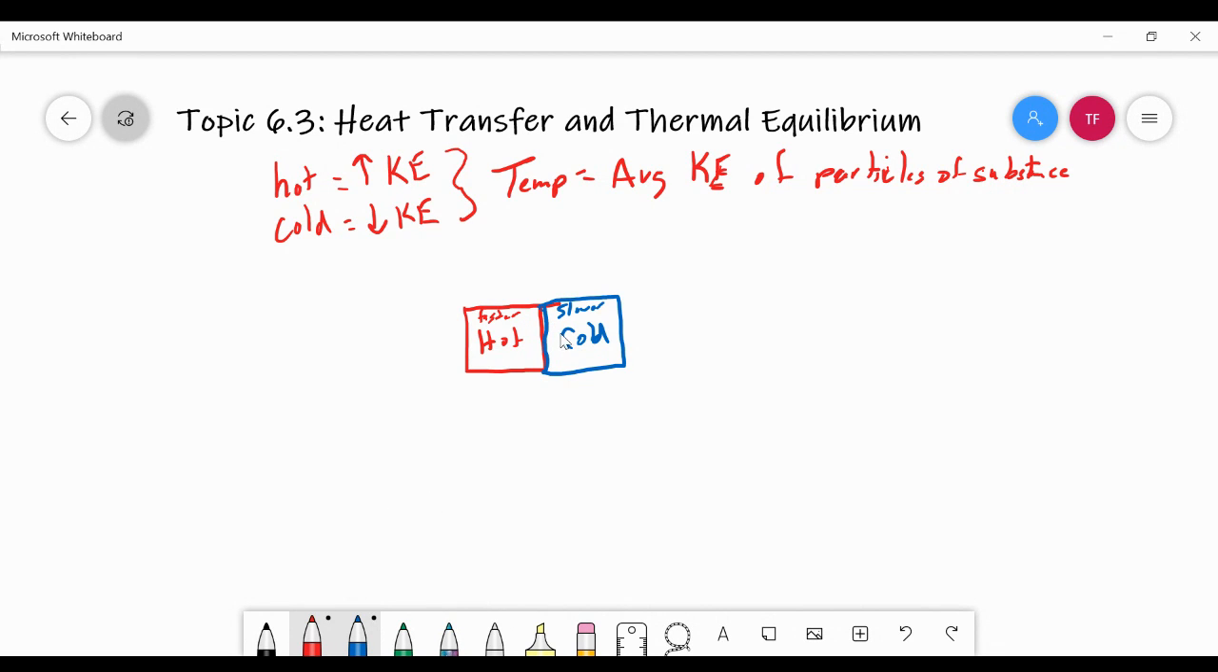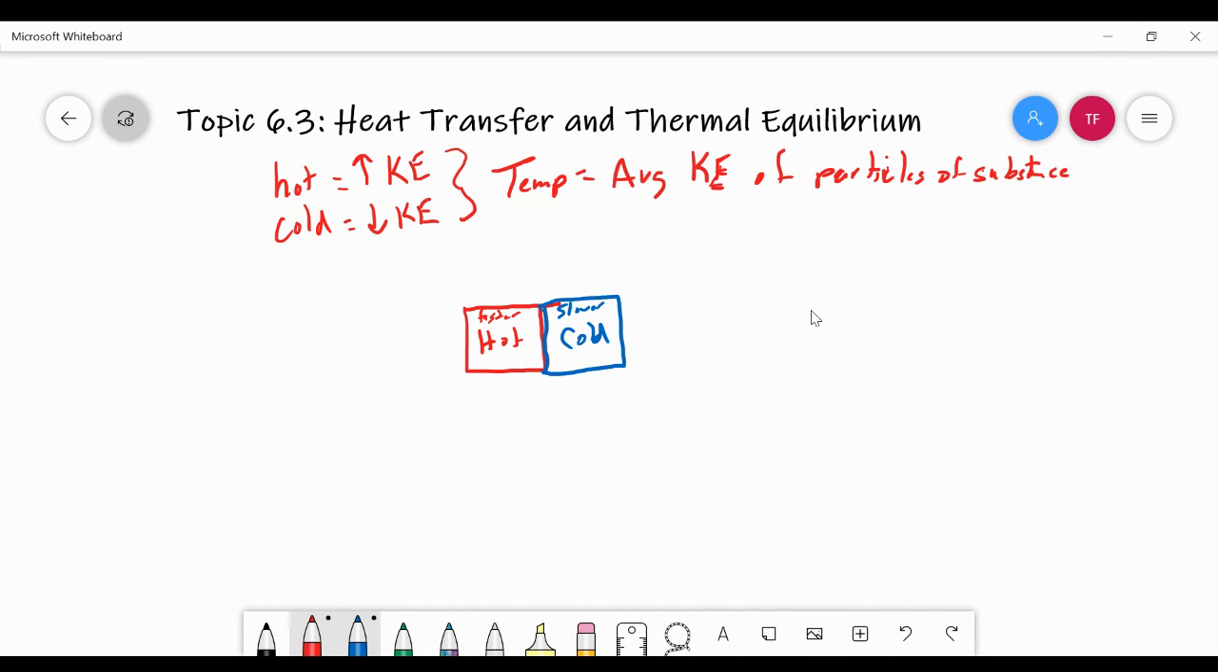So if two substances are touching each other, how do you think the temperature, or the energy, is going to change? Do you think energy is going to be transferred from hot to cold, or from cold to hot? Hopefully you said that energy would be transferred from hot to cold because the fast moving molecules are going to give up some of their kinetic energy as they collide with the slower moving molecules, and that energy is going to be transferred from the fast moving to the slow moving molecules.